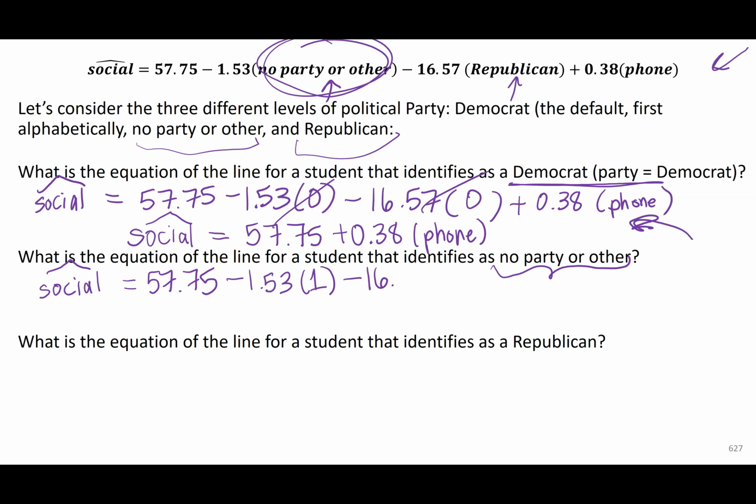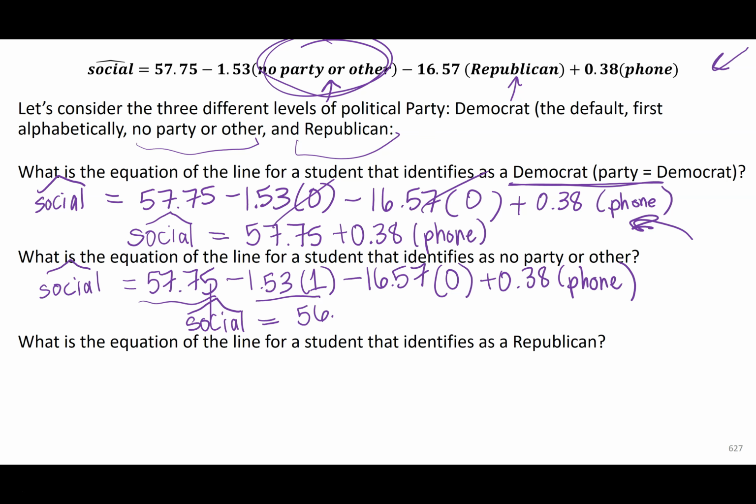If I plug that 1 in there, this means they're not a Republican, so I'll plug in a 0 here, plus 0.38 times phone. Now I have like terms here that I can combine. So I'll have social hat is equal to, take 57.75 minus 1.53, which gets about 56.22. This goes away, plus 0.38 times phone.